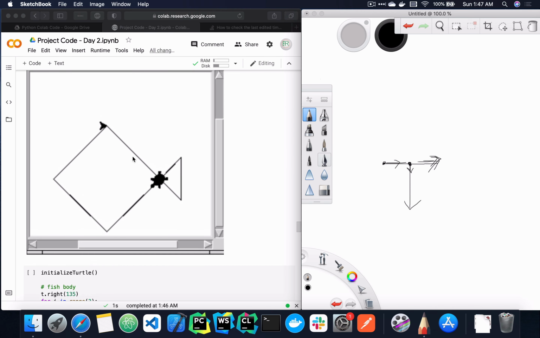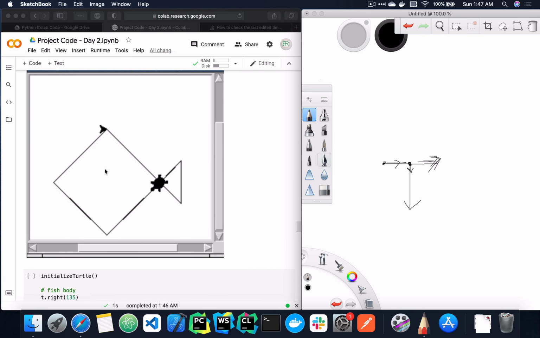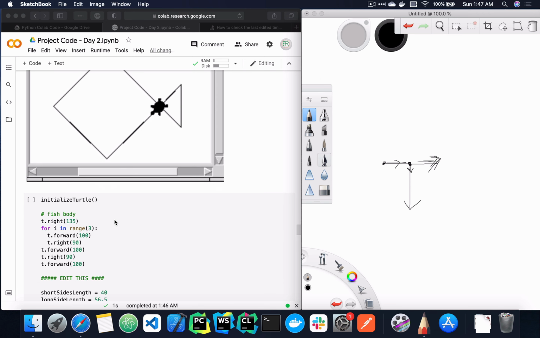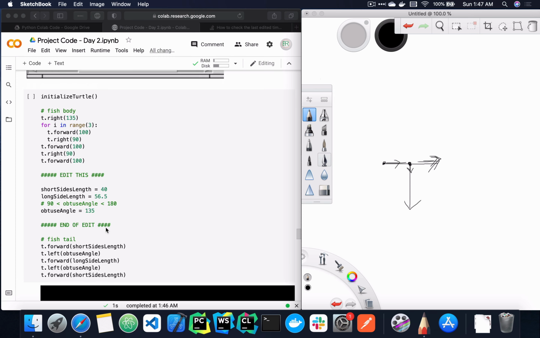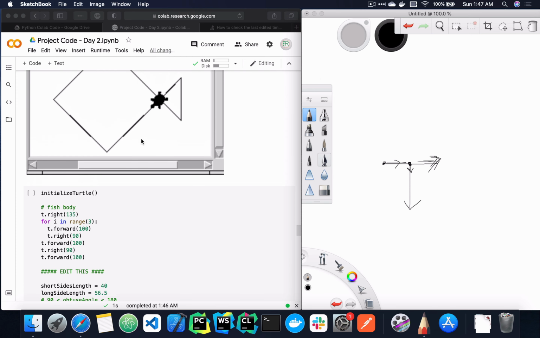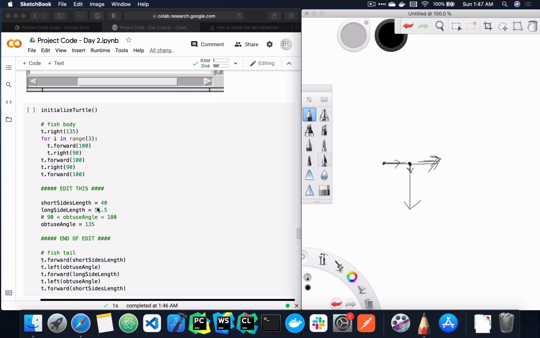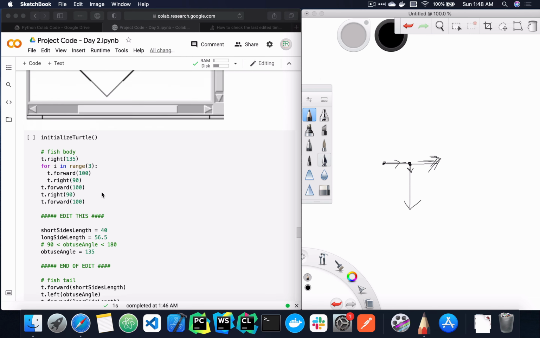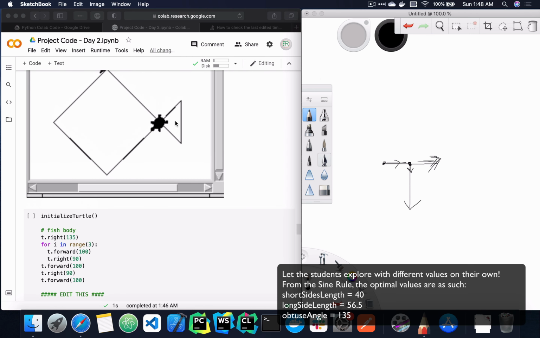Lastly, we have a fish. This simple fish is made up of a square and a triangle. We have already thought of the logic as well as the mathematics behind drawing such a shape. So all the children have to do is to play around with these values to get the optimal values to form a perfect triangle with the square.